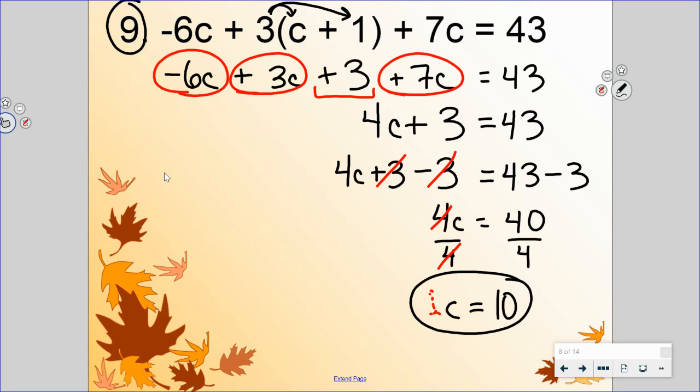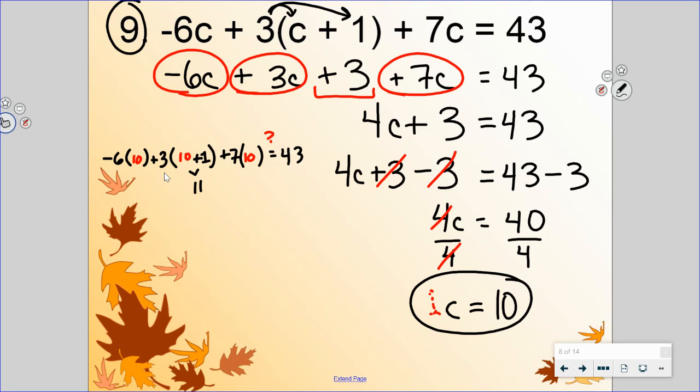Now, dare I do it? Dare I do it? Why not? Let's go ahead and check. Negative 6 times some number plus 3 times parentheses, add that number plus 1, plus 7 times that number is equal to 43. We think that number is 10. True or false? Order of operations says do grouping symbols.